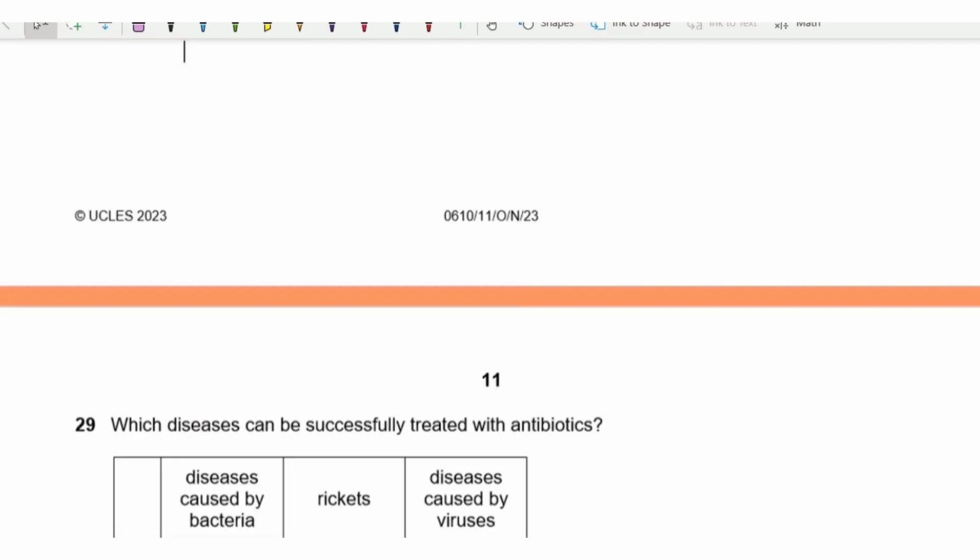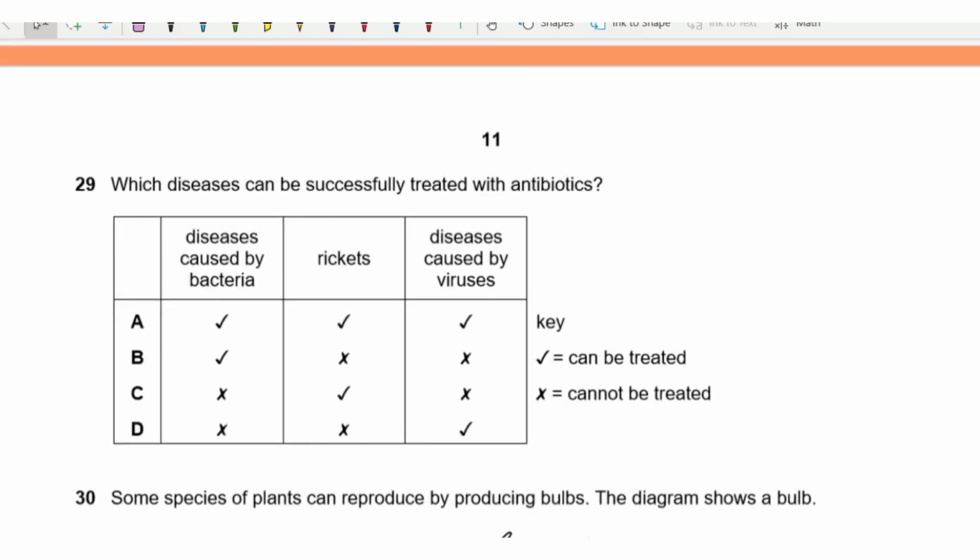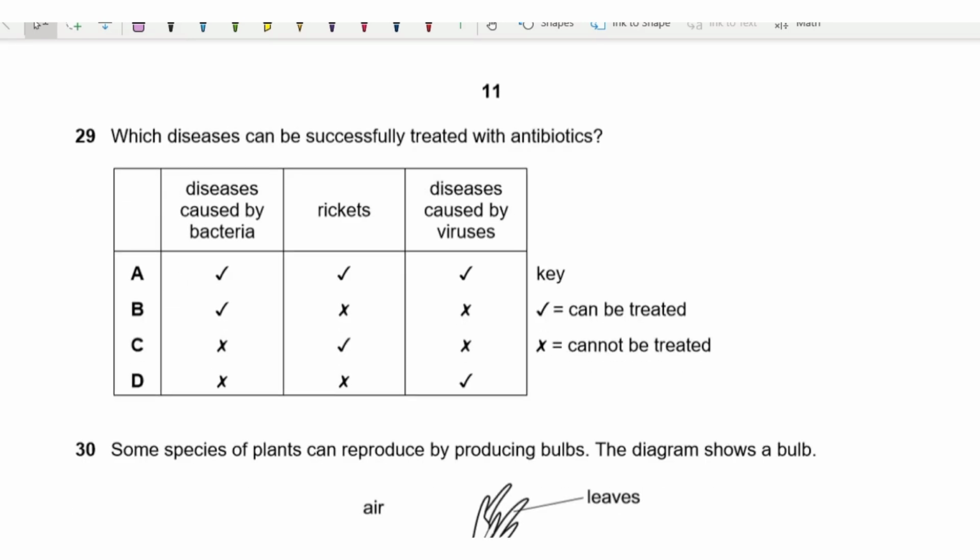Question 29 says, which diseases can be successfully treated with antibiotics? Definitely, antibiotics are used for the treatment of diseases caused by bacteria. So for antibiotics to work, it must be a disease caused by bacteria. Okay, then you look at rickets. Rickets cannot be cured by antibiotics.